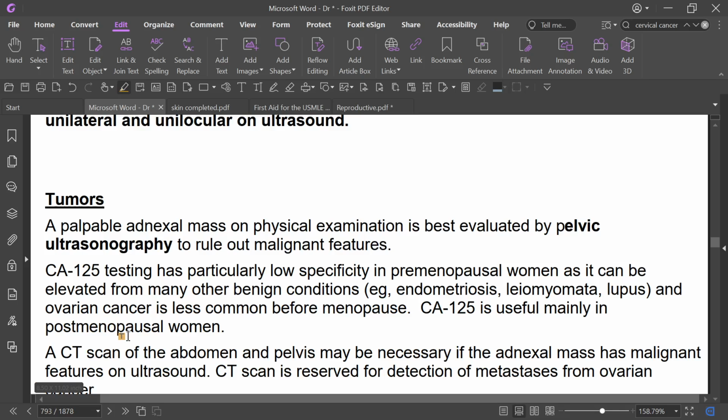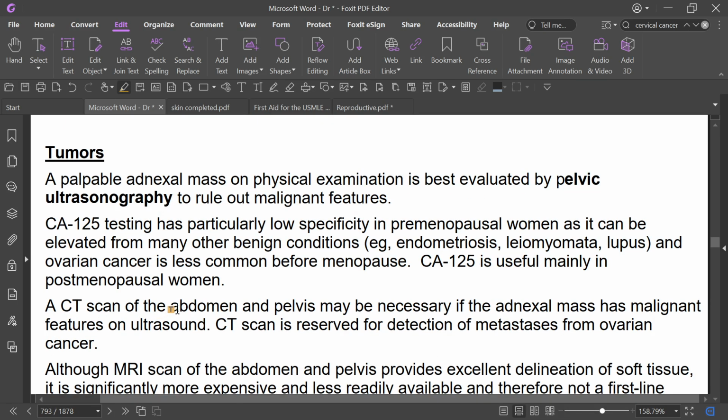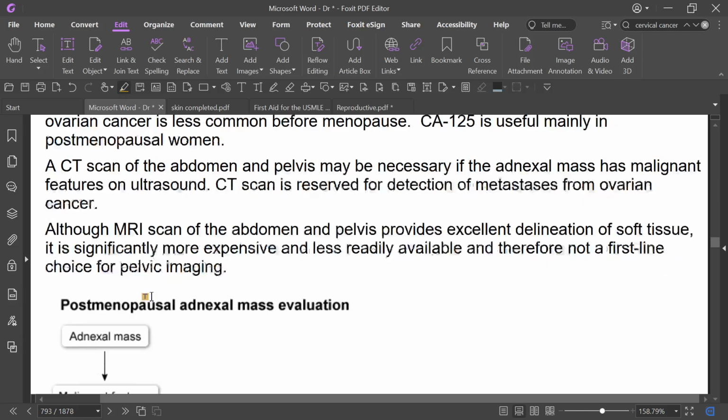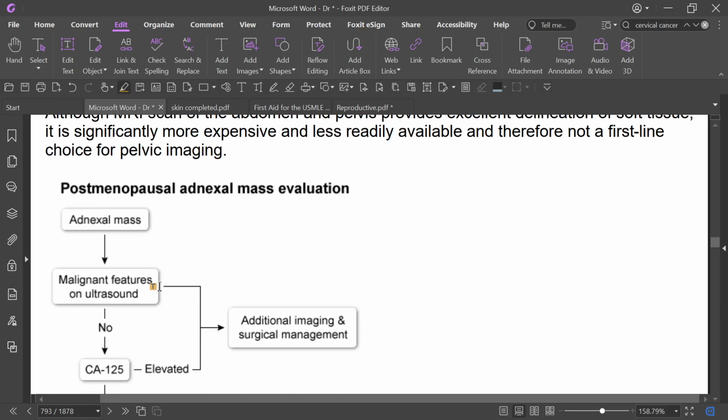So before menopause, CA125 is an unnecessary test. A CT scan of the abdomen and the pelvis may be necessary if the adnexal mass may have malignant features on ultrasound. A CT scan is reserved for detection of the metastasis from ovarian cancer. MRI of the abdomen and pelvis provides excellent delineation of the soft tissue. It is significantly more expensive and less readily available and therefore not a first-line choice for pelvic imaging.